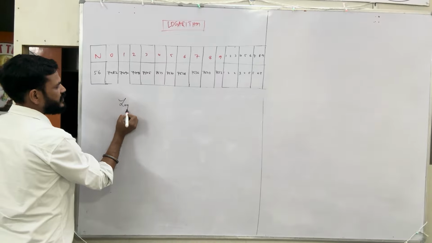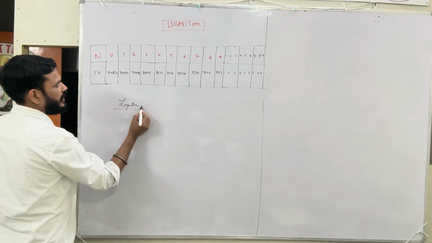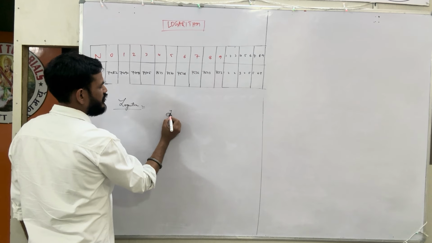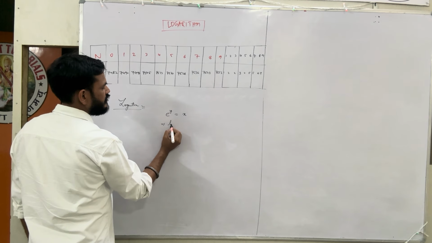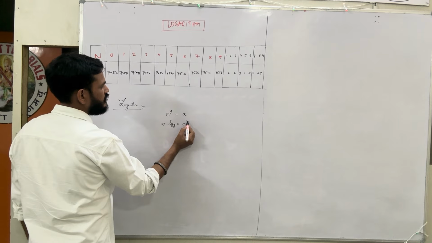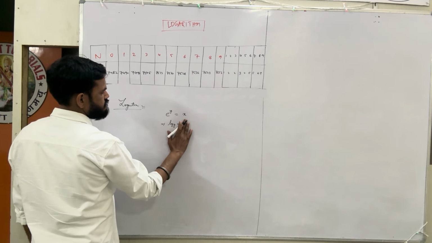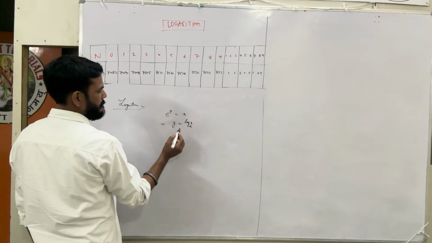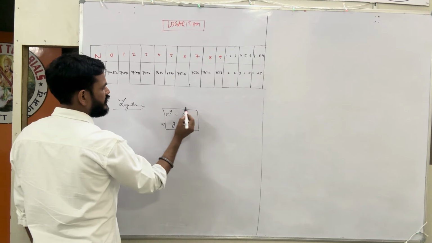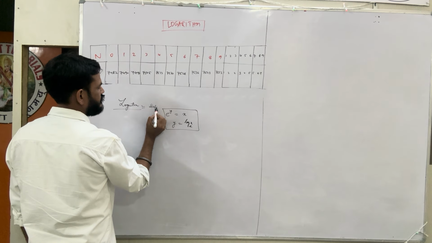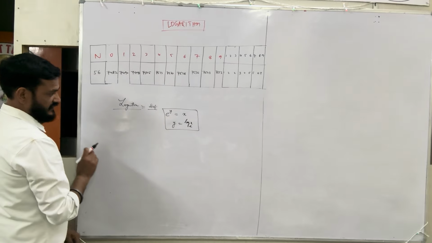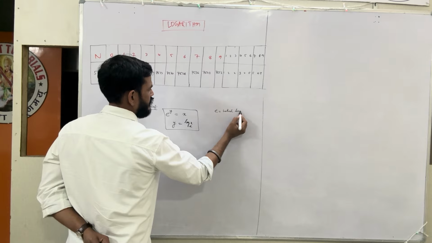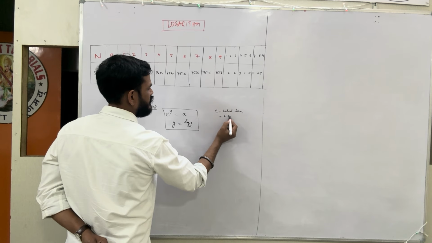So logarithm is a function. How is logarithm defined? If e to the power y is equal to x, then y is equal to log x to the base e. So this is the definition of the logarithm function. Here e is called the natural base, and its value is approximately 2.72.